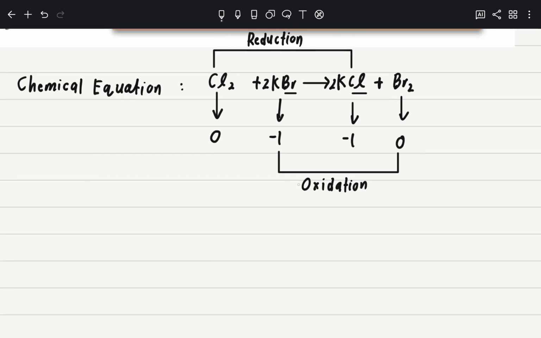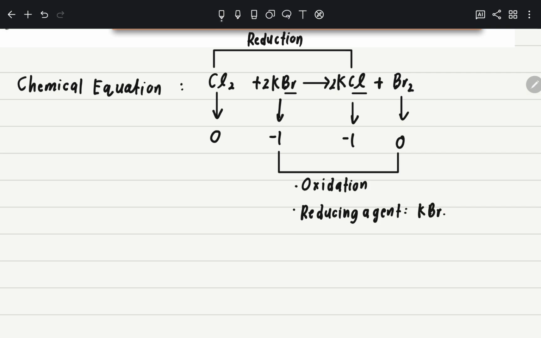So for oxidation, I have what agent? Reducing agent, correct? So who is my reducing agent? For sure my substance, but whom? Cl2 or KBr? The one that undergoes oxidation is KBr, right? So my reducing agent is also KBr, which is potassium bromide.